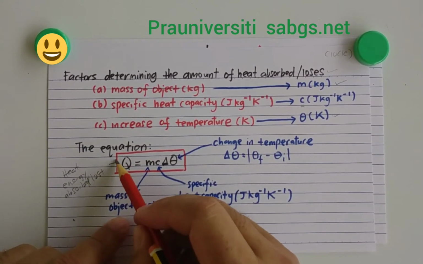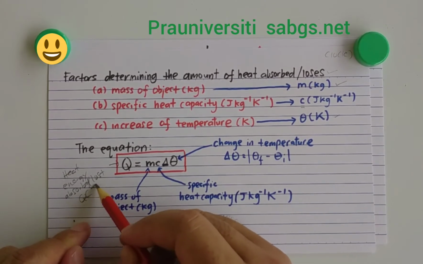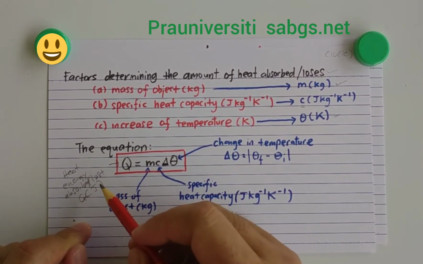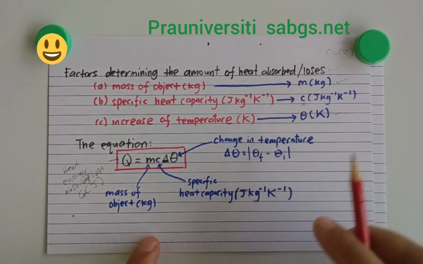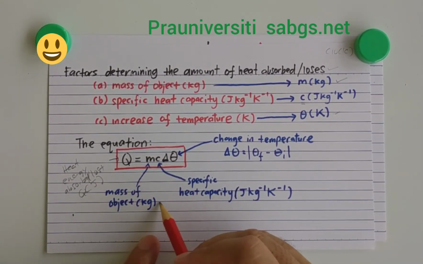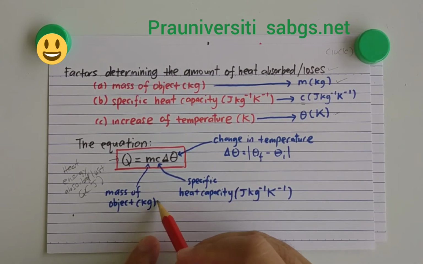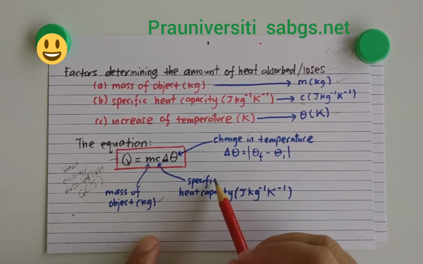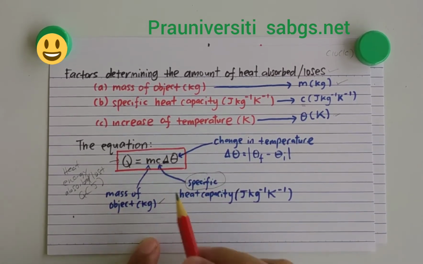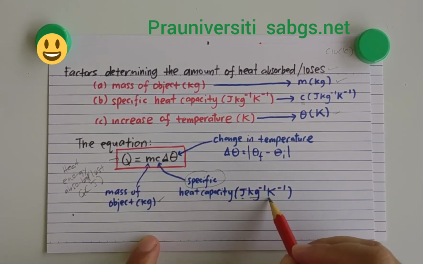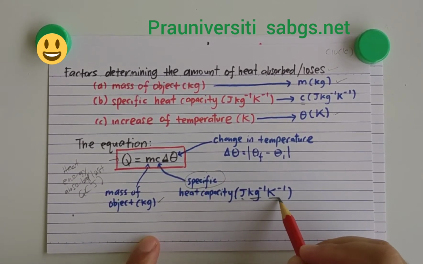So this one is the Q. Of course, Q, the unit is the joule, because this one is energy. So we continue. M is the mass of the object, so the unit is the kilogram. C is the specific heat capacity, so the symbol is C, and the unit is joule per kilogram per Kelvin.